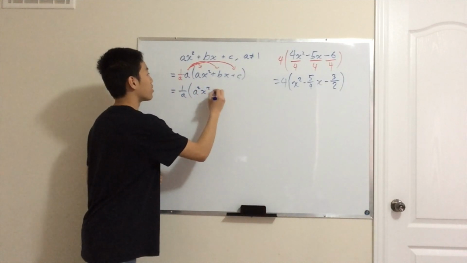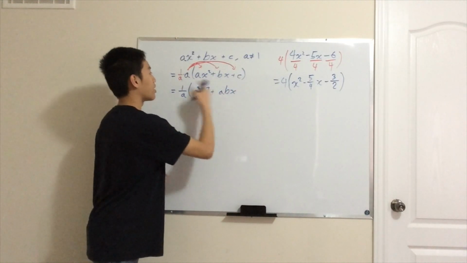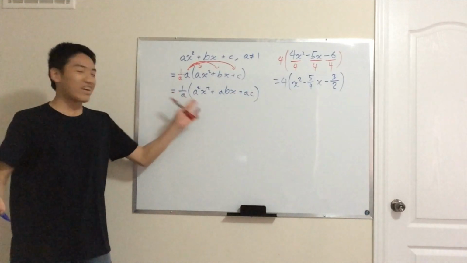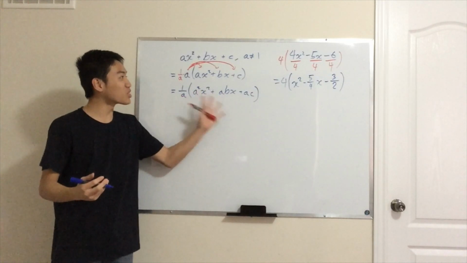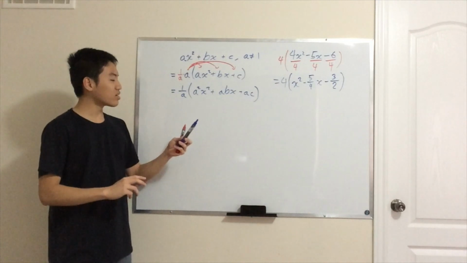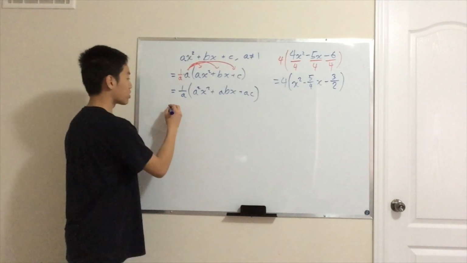And now I have abx, and then ac. There we go. It might look a little crazy. Why would I do this? This looks so much more difficult than ax squared plus bx plus c. But in fact, I'm going to make a substitution. And I'll just rewrite this so you can see what's going to happen.